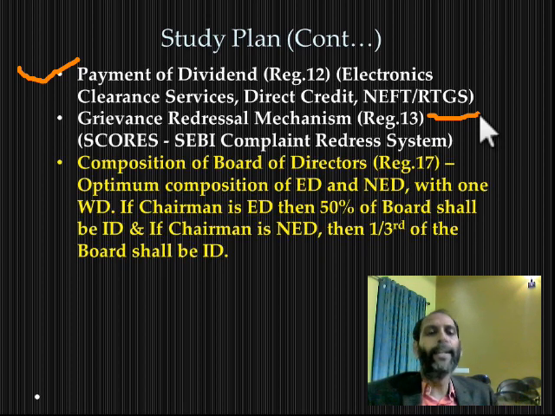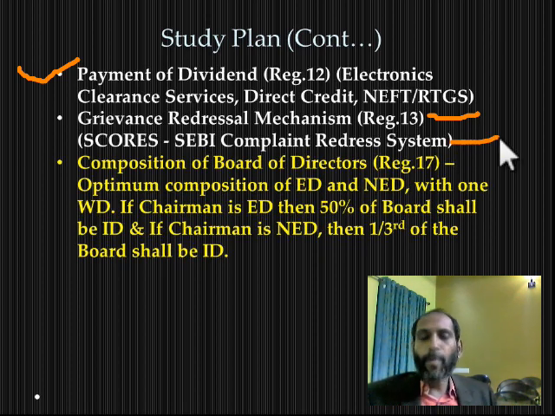Next one you have to study is regulation 13, which is very important from the exam point of view. There is a 2-line provision which speaks about grievance redressal mechanism. Whose grievance? Shareholders' grievance, security holders' grievance. As already told you, the prima facie objective of any SEBI law is investor protection: the protection of the securities holders, their interest, their grievances, redressal, etc. So you have to look into the SEBI redressal mechanism as stated in regulation 13.